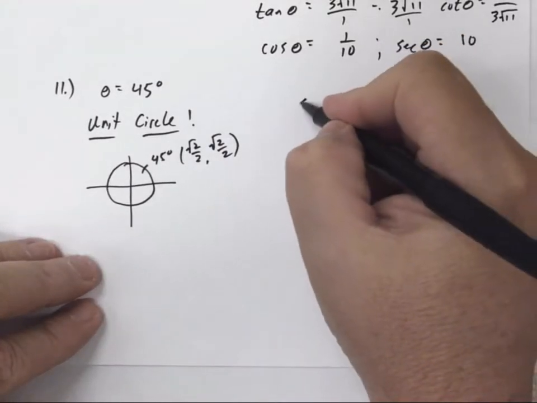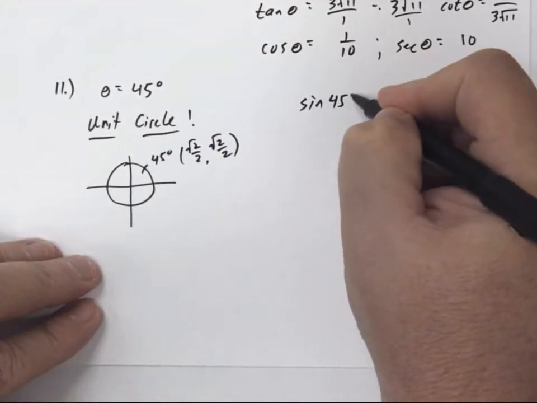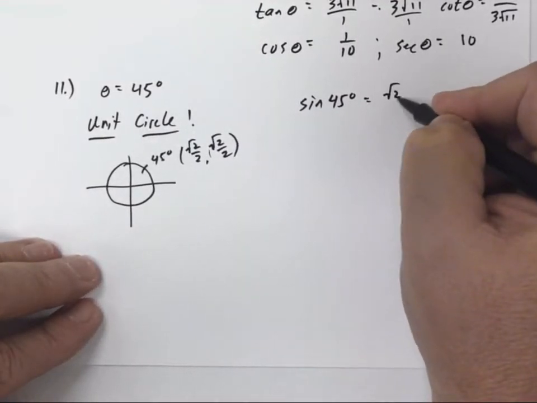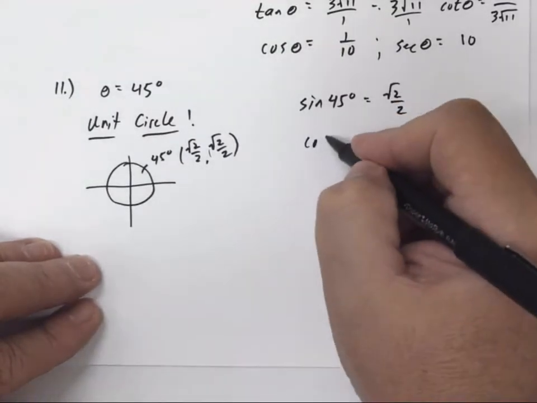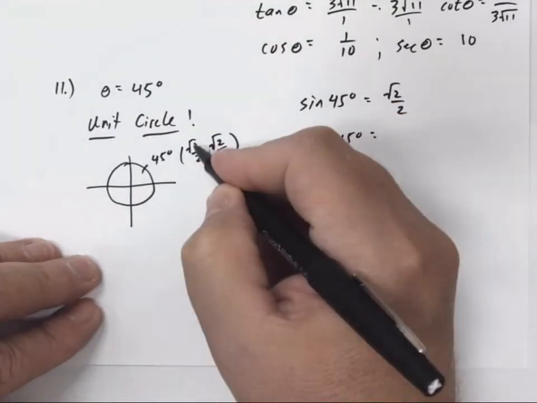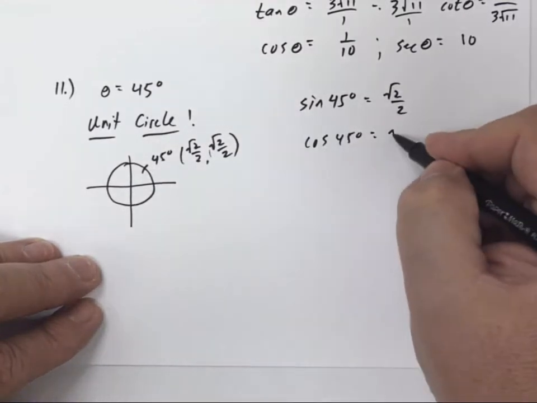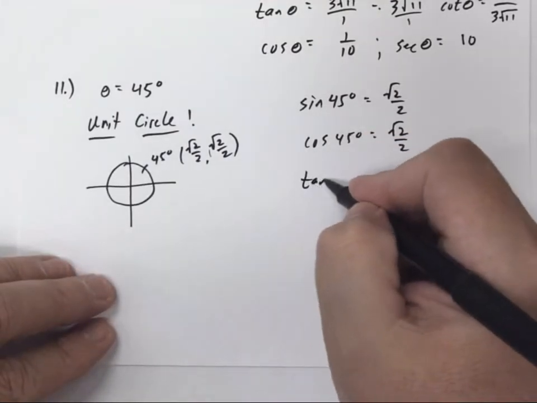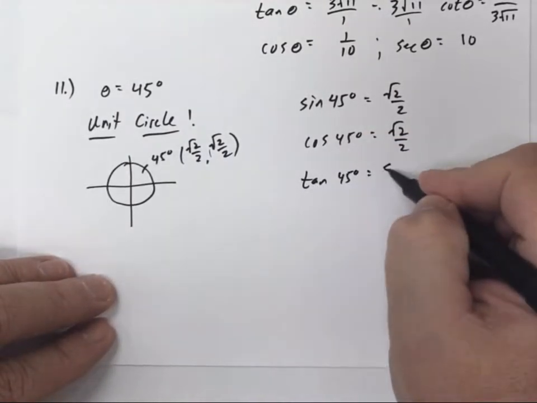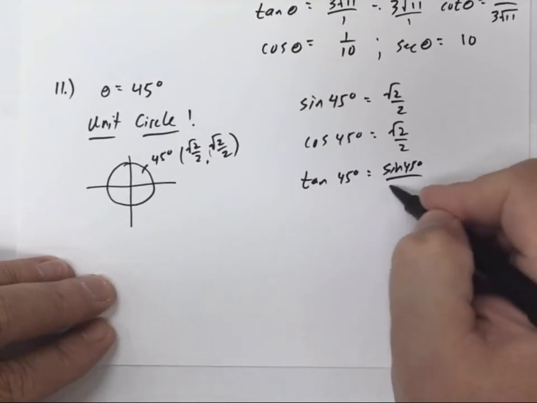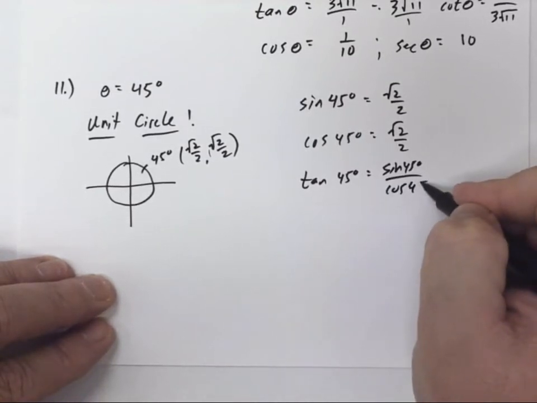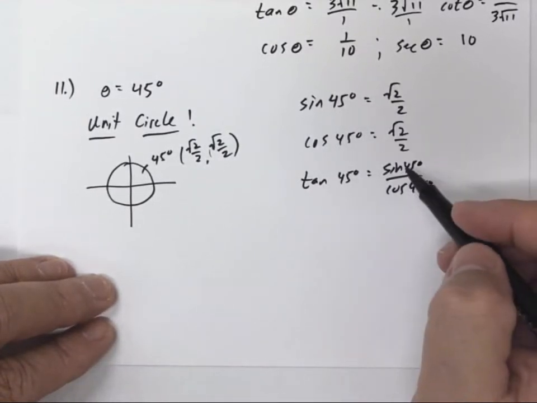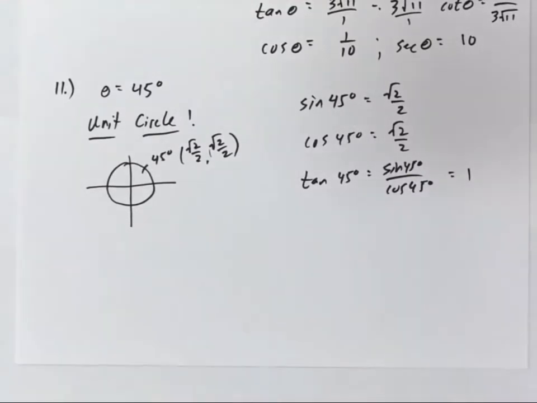Right, because I know the sine is the y value of that point. So right away, I know the sine. The cosine of 45 degrees is the x value of this point. It's also square root of 2 over 2. The tangent is simply the sine over the cosine of 45 degrees. And since the sine and the cosine are the same, the tangent is just going to be 1.